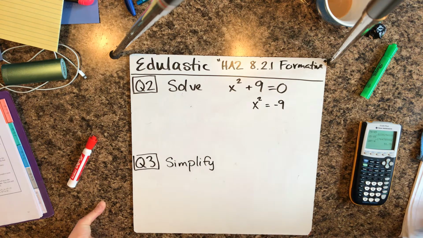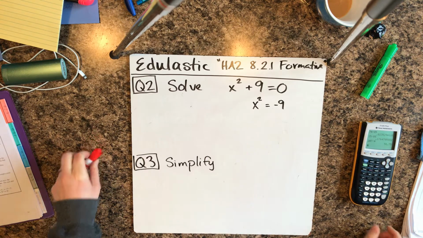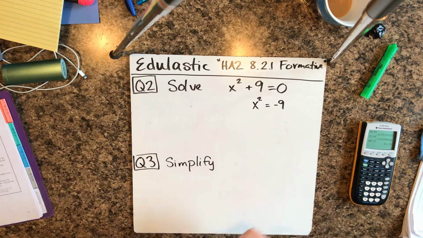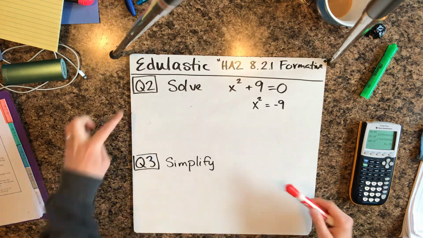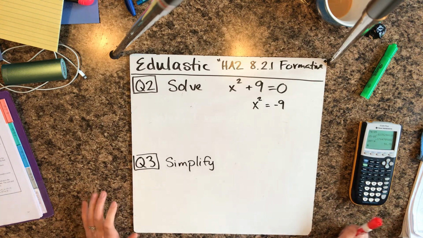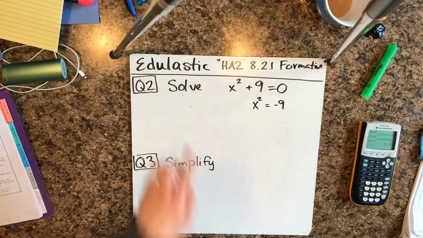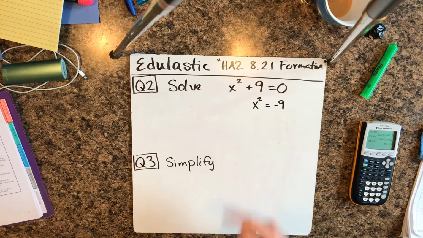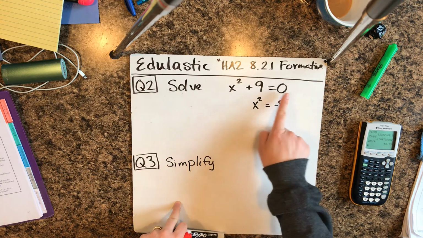All right, this is your feedback for your 8.2.1 formative assessment that you took before spring break on Edge Elastic. And two questions that were most missed I want to talk about. If you feel like you know how to do this stuff, you got a perfect score, no need to watch this video. Question number 2 was asking you to solve x squared plus 9 equals 0.